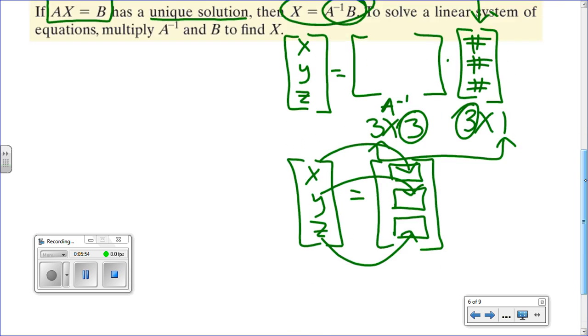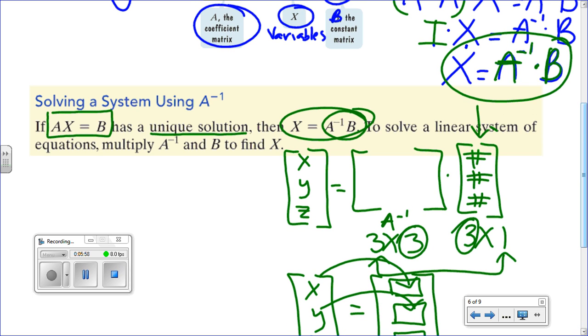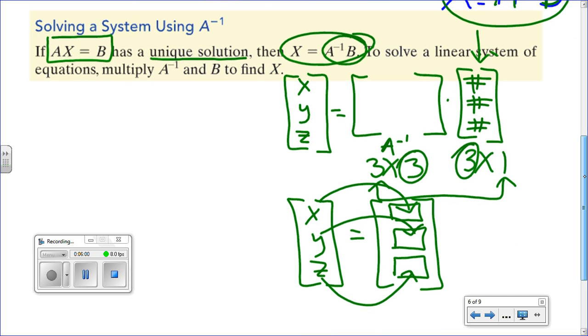So that is the explanation of that method. Now let's do a problem. Are you guys okay writing this down? Yes? Yes.